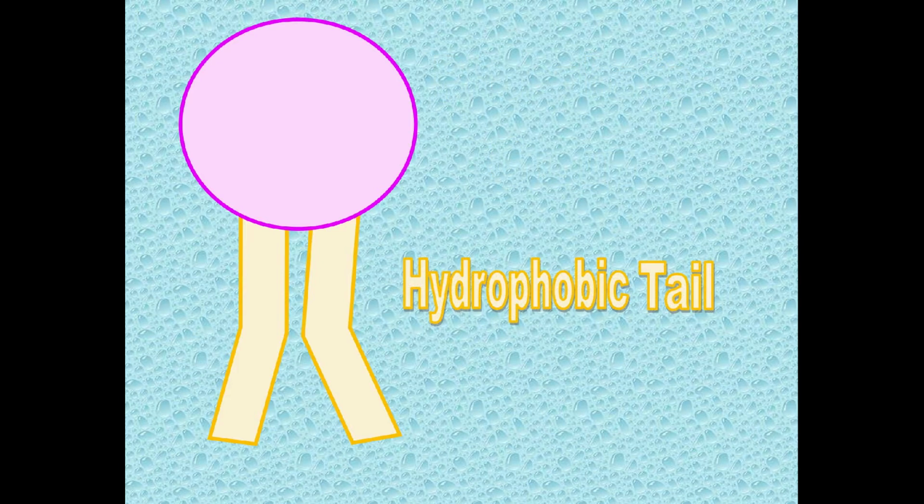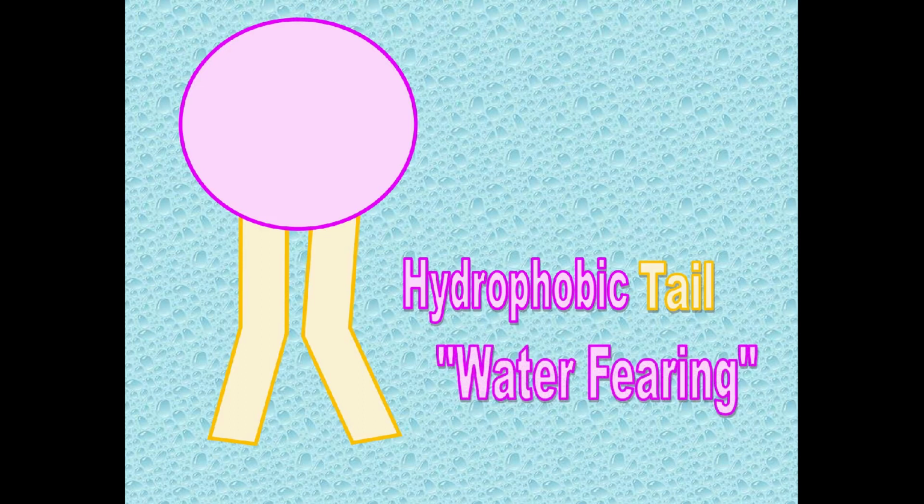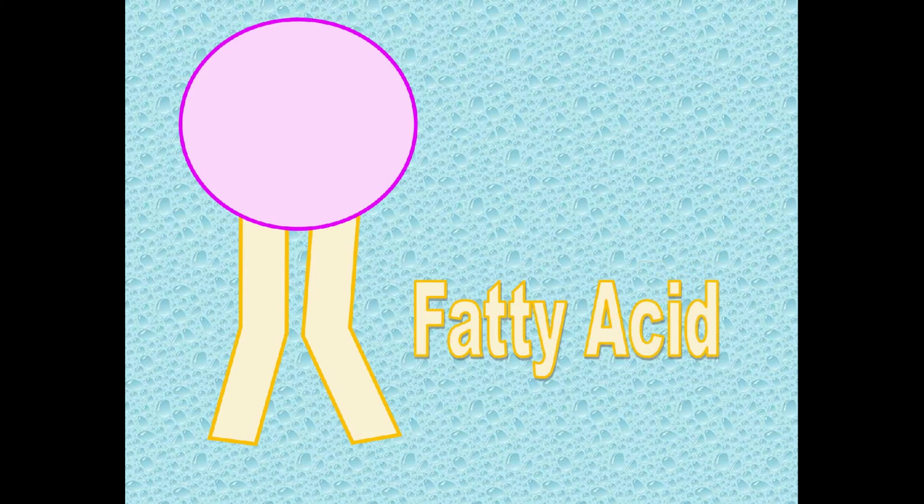The bottom part, called the tail, is hydrophobic. Hydrophobic literally translates as water-fearing. The hydrophobic tail is nonpolar, so it is repelled by water and will be pushed away from the water molecules. The tail of the molecule is made of fatty acid chains. This is where the lipid in phospholipid bilayer comes from. Because the tails are nonpolar, polar molecules are unable to pass through the phospholipid bilayer.